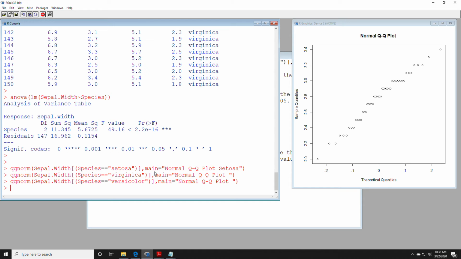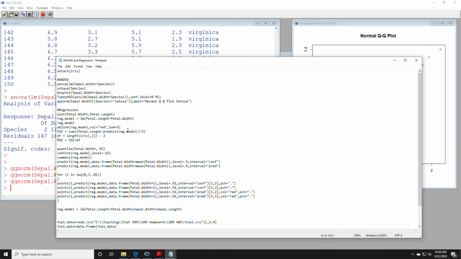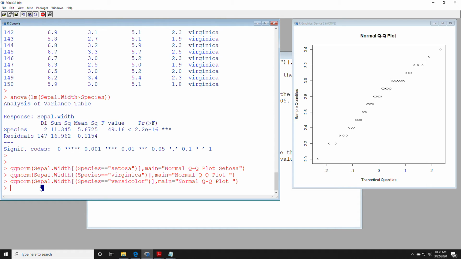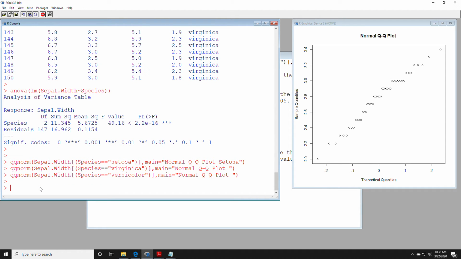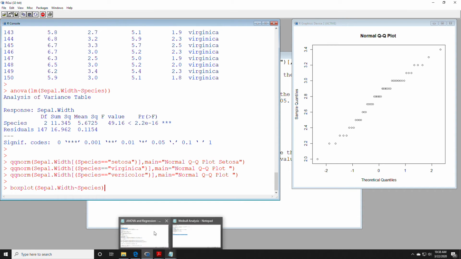So we have independent groups. They all are normally distributed. And the last assumption that we have to verify, recall we assume that the variances are equal for all 3 groups. So one way to just very quickly get an idea of if that is true is with a side-by-side box plot, which is in that code, ANOVA regression code box plot, and I want to compare my sepal widths across species.